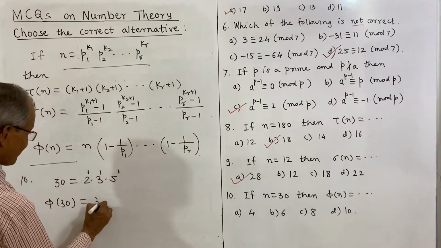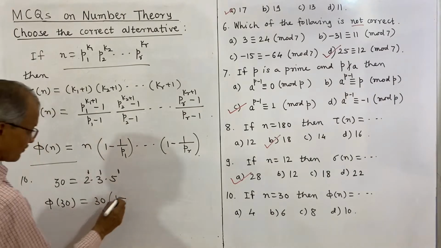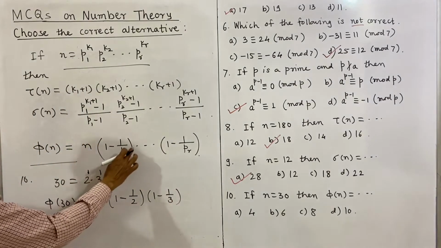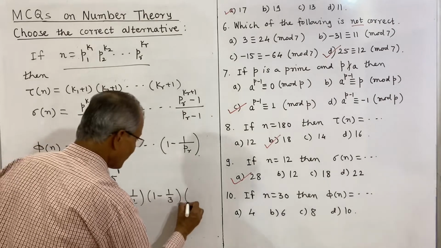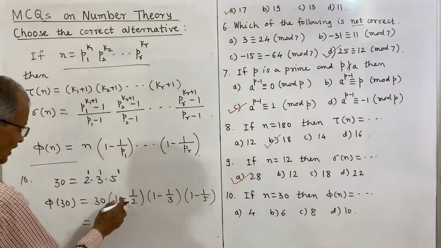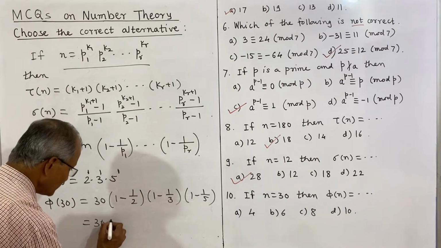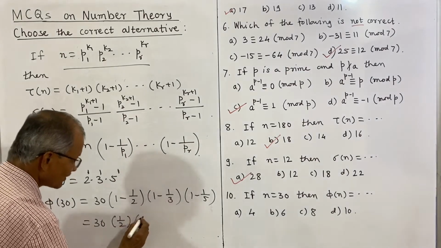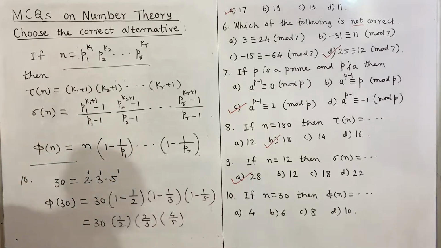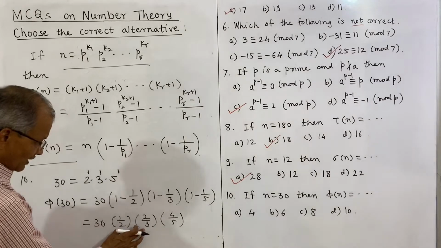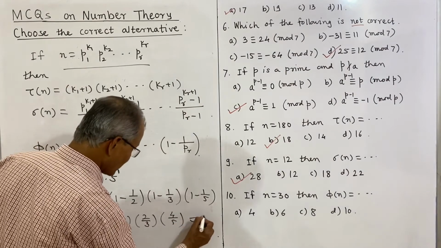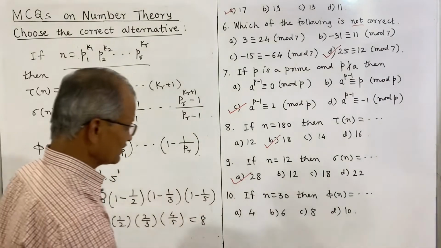N is again 30 into 1 minus 1 by P1, which is 2, so 1 minus 1 half, then 1 minus 1 third, and so on: 1 minus 1 by P1, 1 minus 1 by P2, and 1 minus 1 by 5. Therefore this will be 30 into half, into 3 minus 1, that is 2 third, and into 5 minus 1, that is 4 by 5. Actually this 2 into 3 is 6, into 5 cancels with the 30, and the product is 1 into 2 into 4, that is 8, and therefore the answer here is 8.